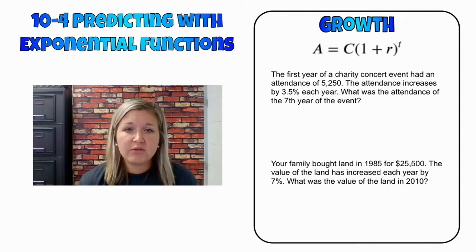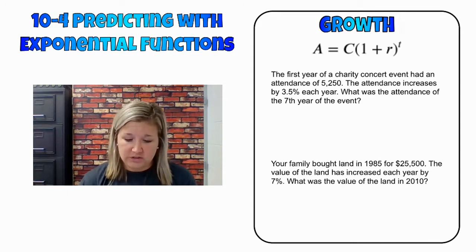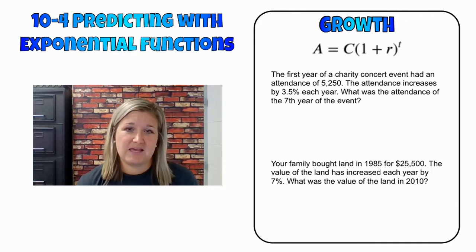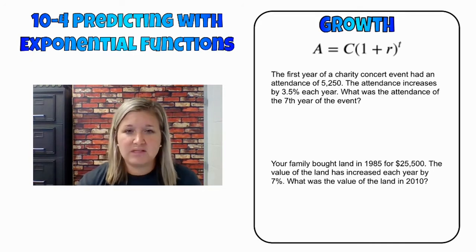So, remember that our growth equation is A equals C times 1 plus R raised to the T. A is your final amount, that's basically what you're going to have as your answer. C is your beginning amount, and R is the rate at which it is increasing for this instance, and it's going to be a plus. Remember that rate you're going to write as a decimal instead of a percent. It's going to be given to you as a percent, but you're going to have to write it as a decimal, and then raised to the T power.